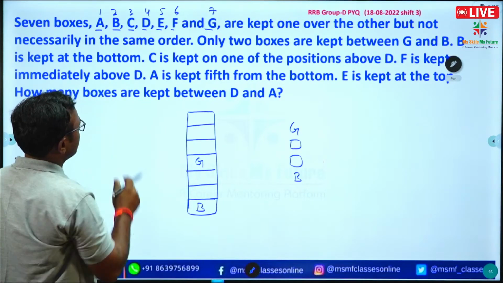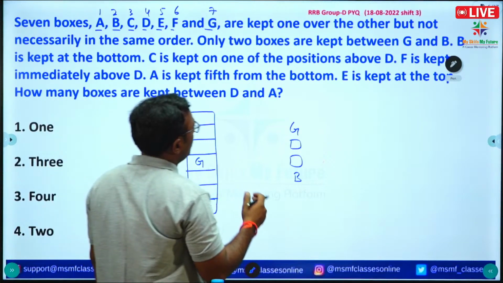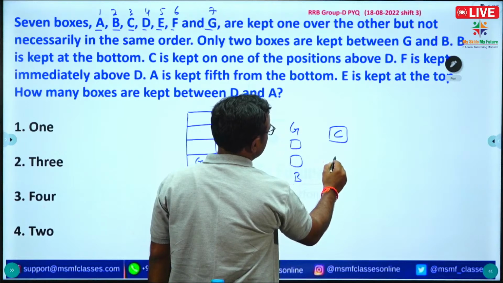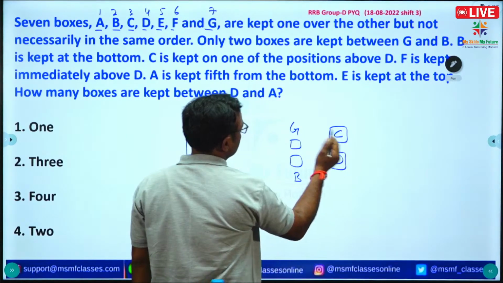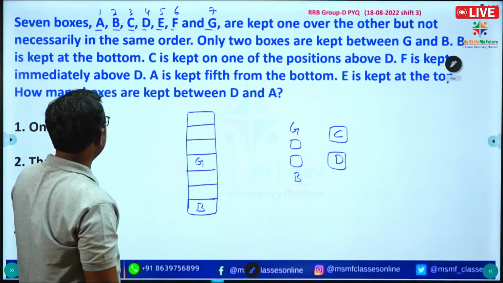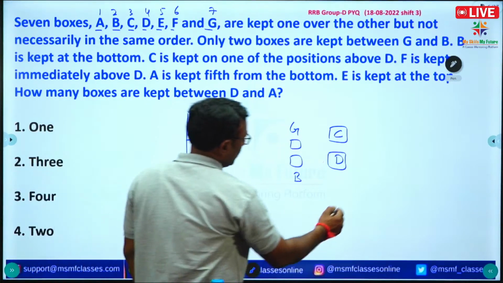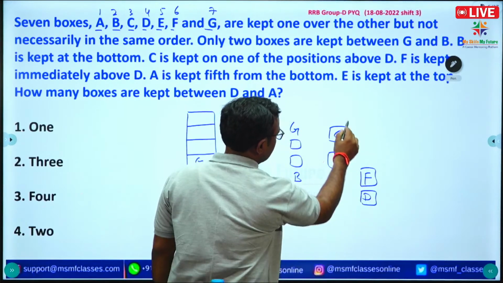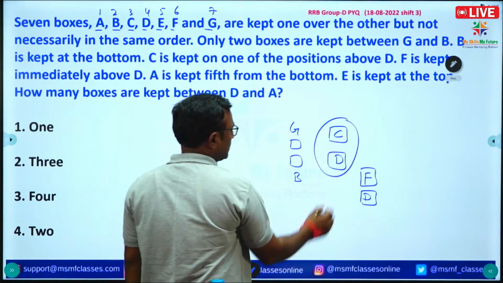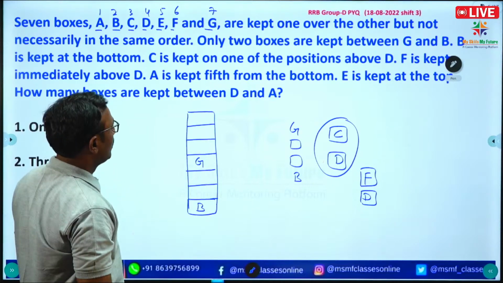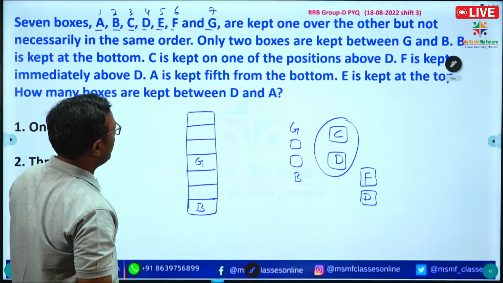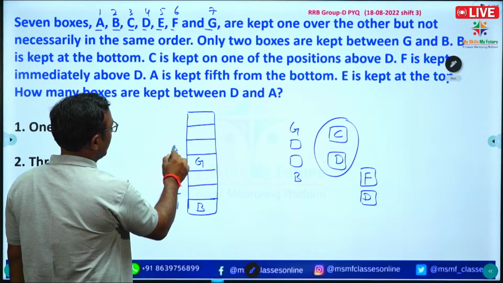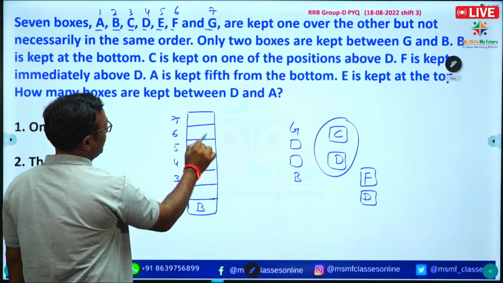C is kept on one of the positions above D. F is kept immediately above D. So C is one of the positions above D, and F is immediately above D. A is kept fifth from the bottom. So here 1, 2, 3, 4, 5, 6, 7: A is kept fifth from the bottom.